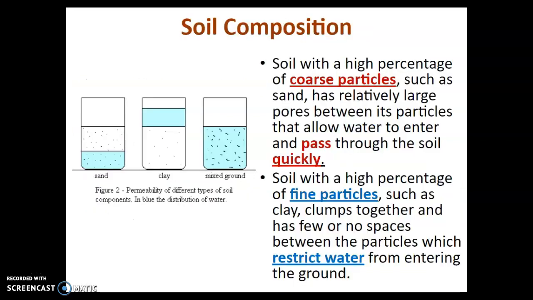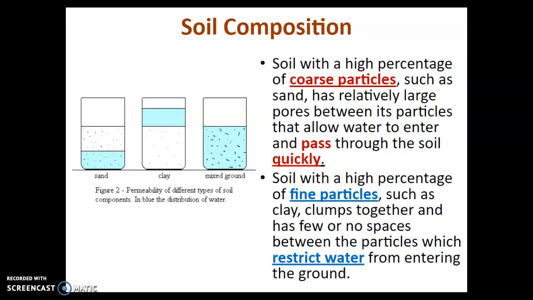Soil composition also has a lot to do with whether or not liquids will become runoff or not. So soil with a high percentage of coarse particles, like sand, has relatively large pores between its particles that allow water to enter and pass through quickly. So if we remember from when we talked about soil, sand is the largest particle, the largest component of soil, and so it has a lot of pores. It's got a high porosity. So that means when it rains, the water will pass through it very quickly.